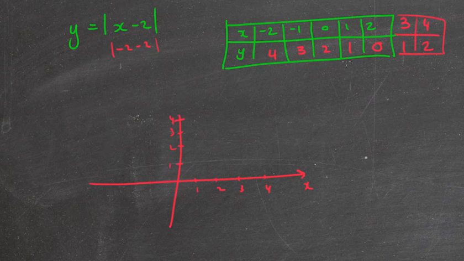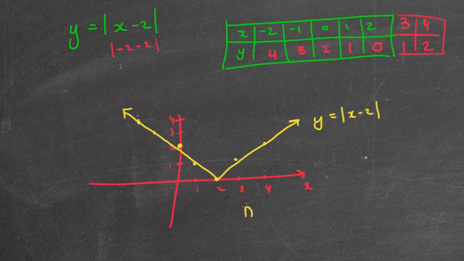All right, let's put my points. So I'm going to do 0 and +2, 1 and 1, 2 and 0, 3 and 1, 4 and 2. Again, if you want to put the negative ones in there, -1 and 3 and -2 and 4, you can if you wish. I'm going to see what happens here. Goes down and bounces off, and I've got my nice little graph of y is equal to the absolute value of x minus 2.